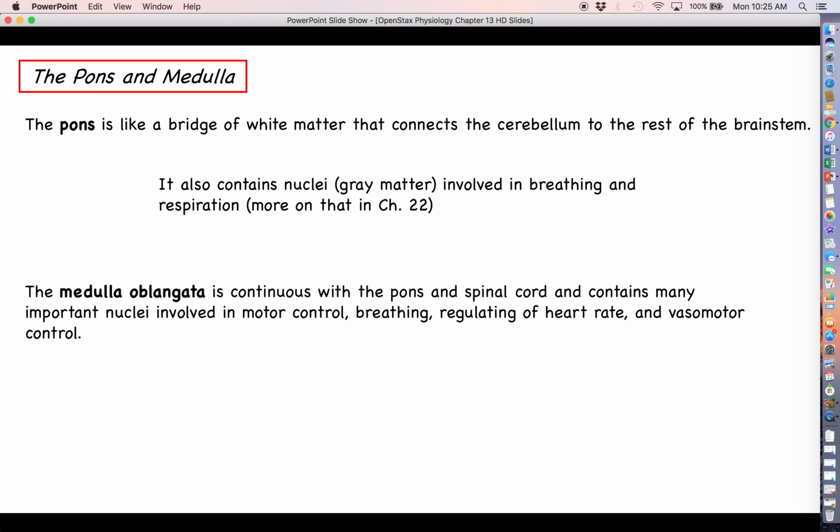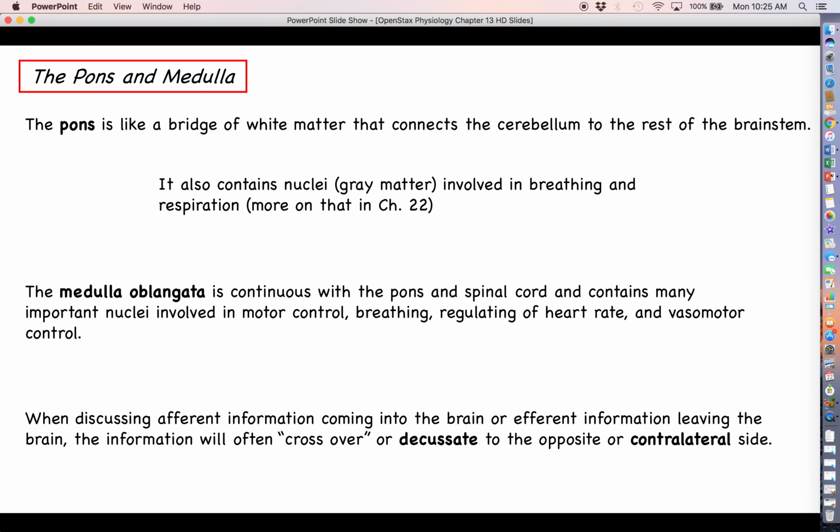So for example, we've already seen here that the pons and the medulla contain nuclei that are involved in regulating our breathing rate. Well, would it not make more sense for us to wait until we've actually talked about the respiratory system before we get into that? The medulla contains nuclei involved in regulating your heart rate and your blood pressure. So we probably will want to wait until we've talked about the cardiovascular system before we go there.